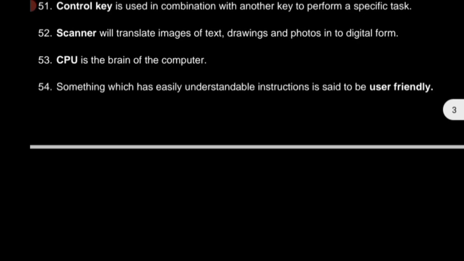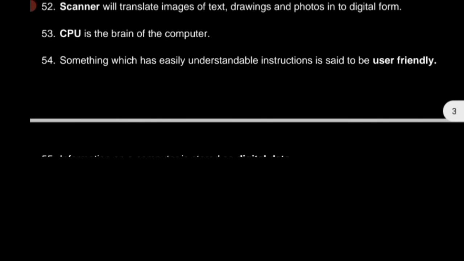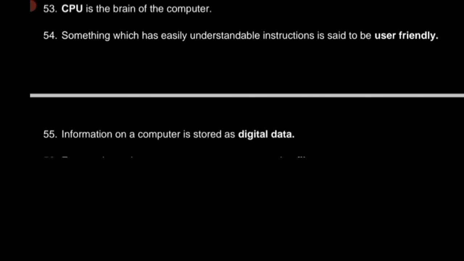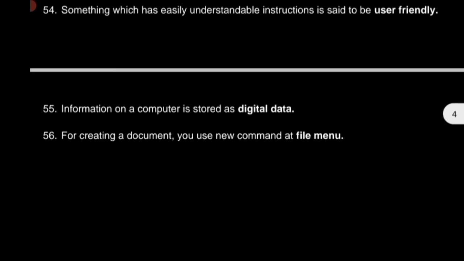51 point is the Control key is used in combination with another key to perform a specific task. 52 point is a scanner will translate images of text, drawings and photos into digital form. 53 point is the CPU is the brain of the computer. 54 point is something which has easily understandable instructions is said to be user friendly.